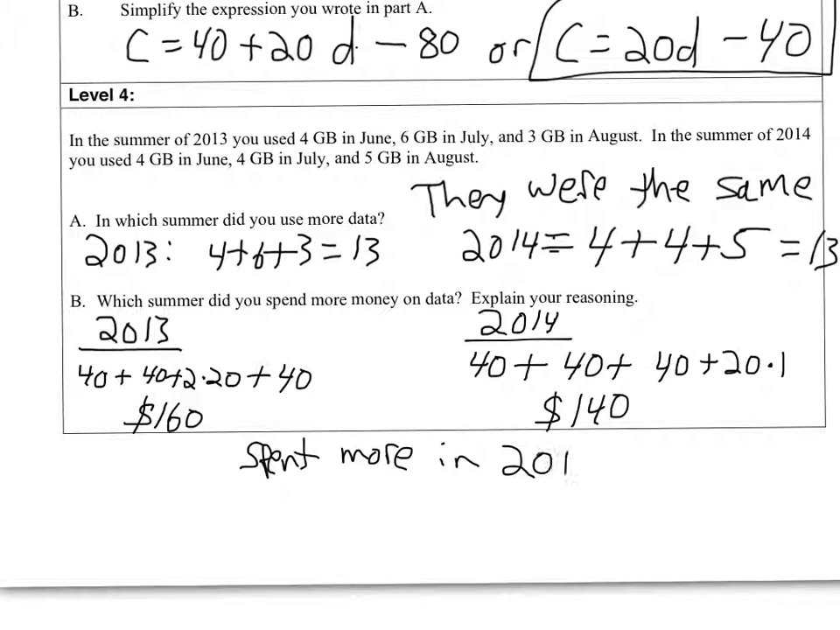And that should make sense because if you look at what was actually over, in 2013 you went over by 2 gigabytes, and in 2014, you only went over by 1. So you end up spending more because you went over by more in 2013.